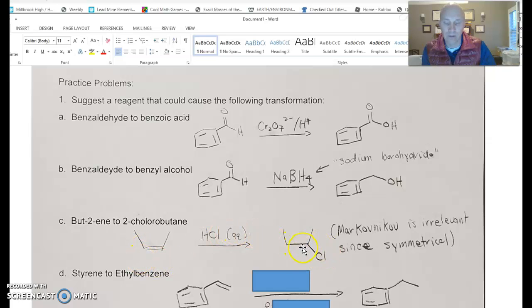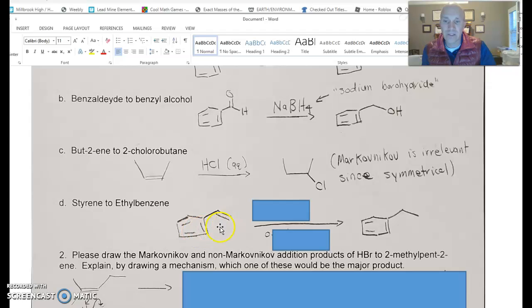The reason is, if you took this chlorine and put it on this carbon, it would be the exact same chemical. All right. Last one, styrene to make ethylbenzene. That's an addition reaction, but this is that special type.